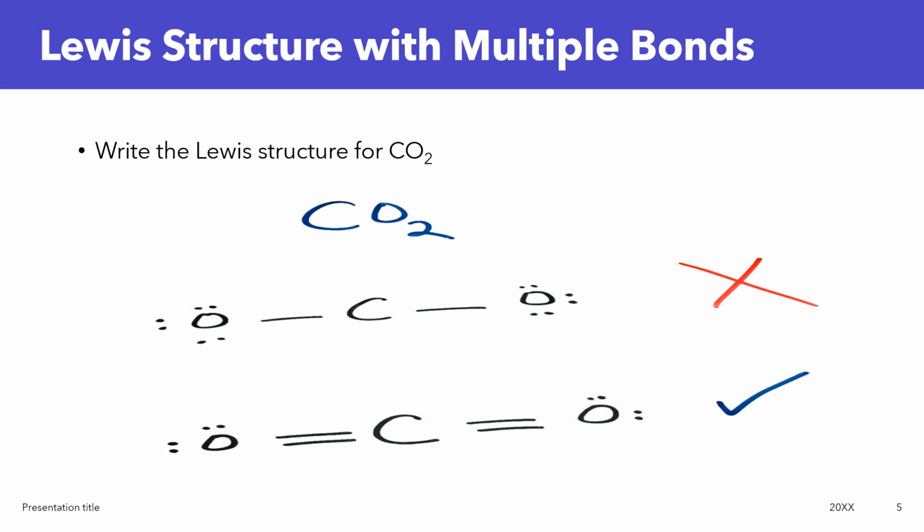So that's how we know that the second option is the right way to draw the Lewis structure for carbon dioxide and not the first option. So you have to make sure that you have an octet. So that's how you know.